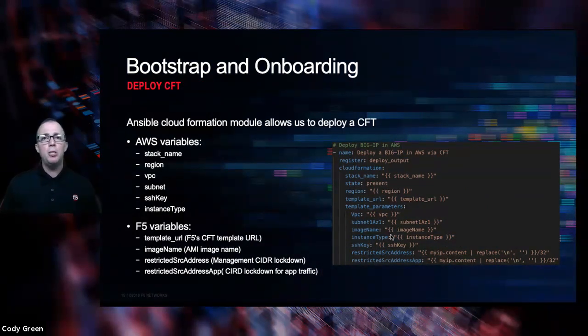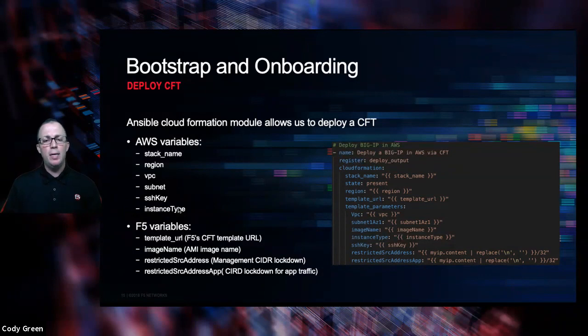So CloudFormation Templates give you an ability to deploy an F5 inside of AWS, or ARM templates in Azure, and make it a repeatable process. Now, there's a couple things we have to look at. There's some common AWS variables such as region, VPC, subnet, SSH key, and instance type. If you've never deployed inside of AWS, most Linux machines are using public key and private key authentication. So this is how we log into a box on the first go.